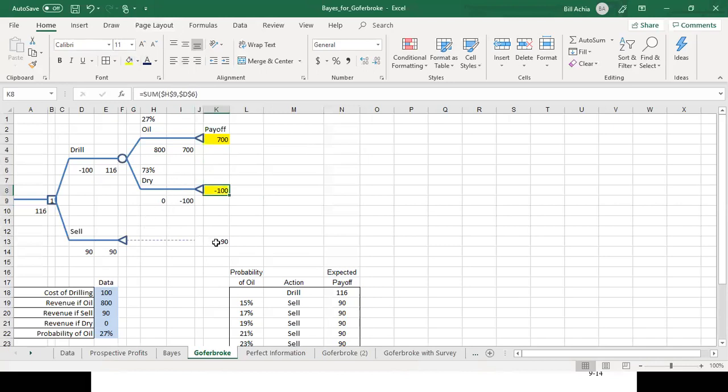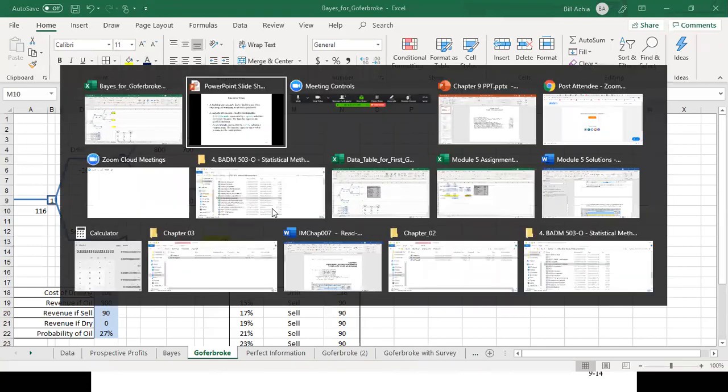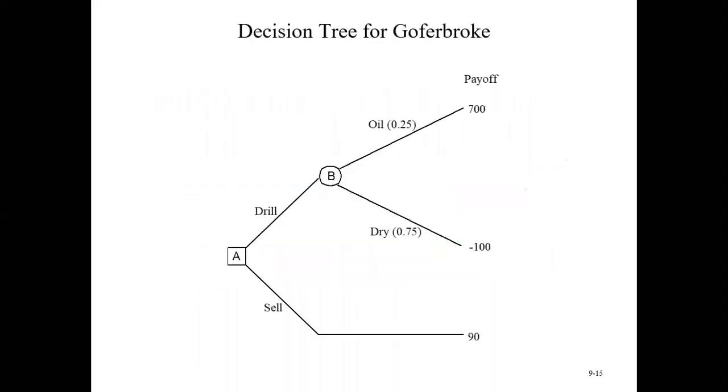And the question that you would have is, okay, how do you go about figuring out that 700, the 100, the 90? And so let's go into a discussion of that. Okay. So let's look at the first branch that we have here, A, B, and the payoffs of 700. Now, the question that arises is, how do we determine what that payoff of 700 is going to be?